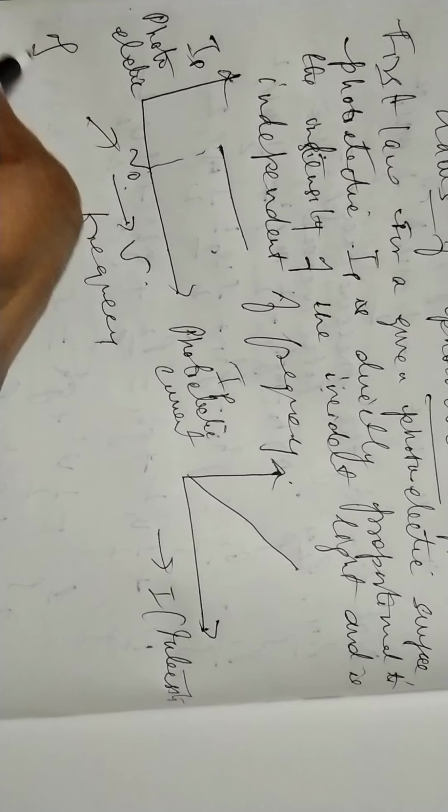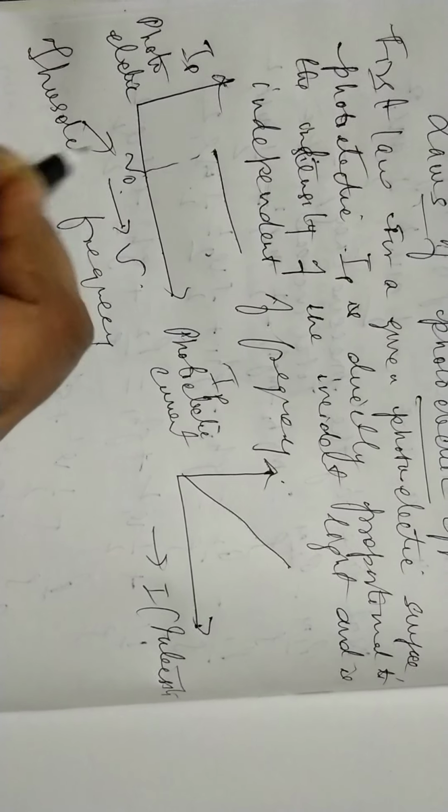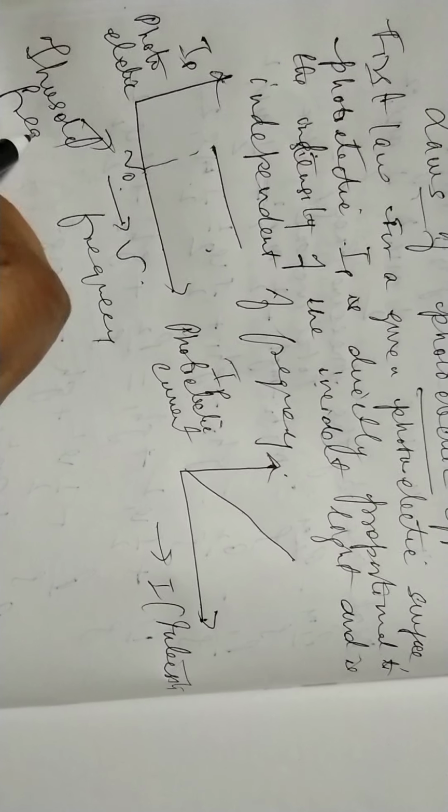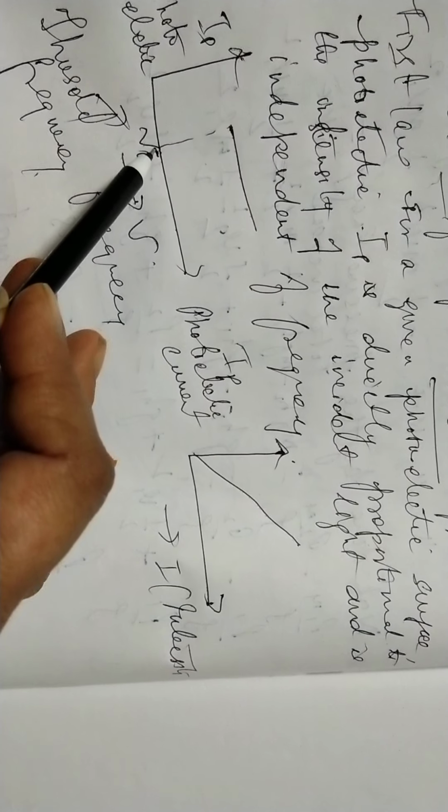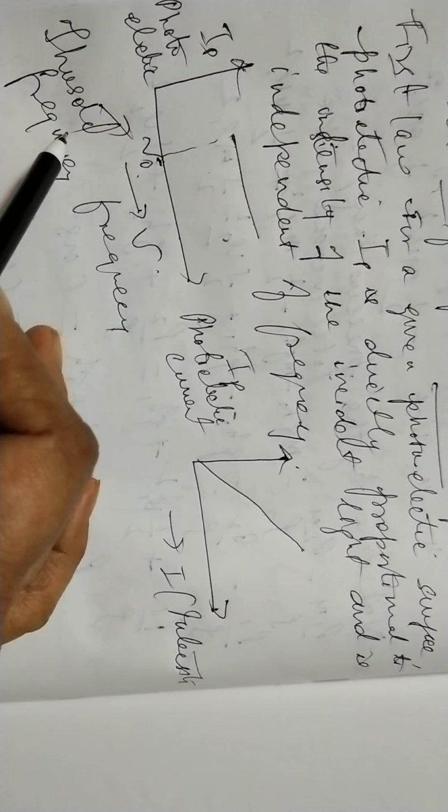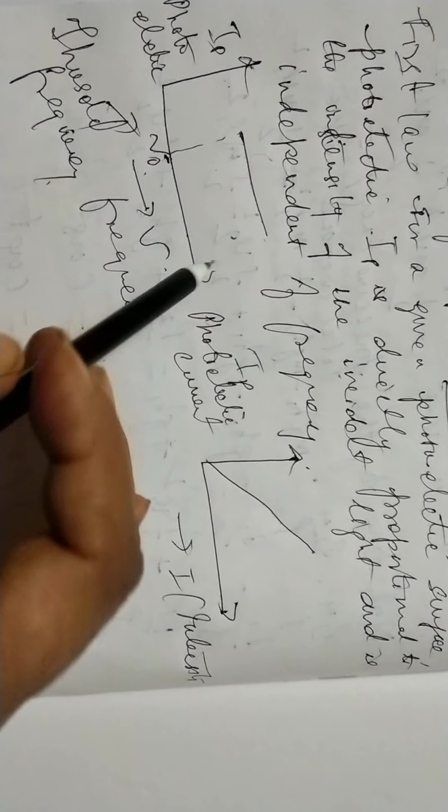Threshold frequency. I had already told you the threshold frequency is the minimum value of the frequency after which the emission of electrons takes place. So this is called the cutoff frequency also, or the threshold frequency. So the photoelectric current does not depend upon the frequency. That is the first law.